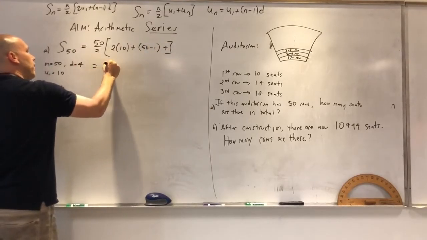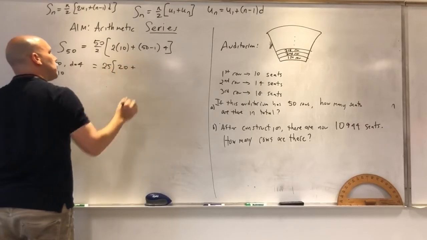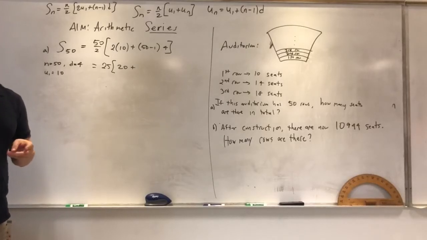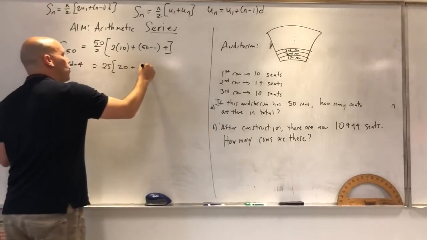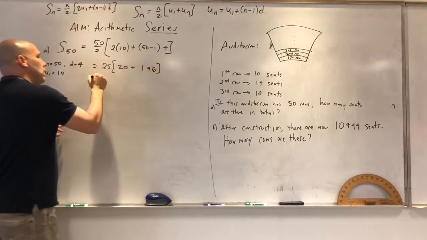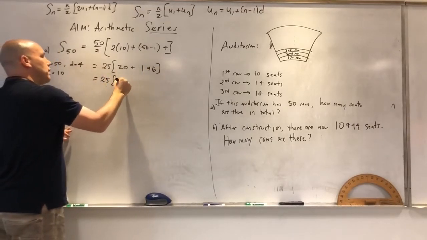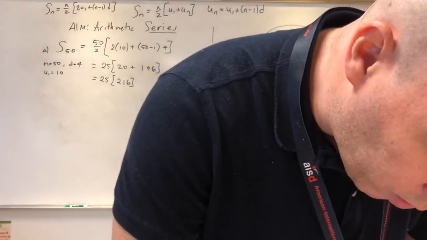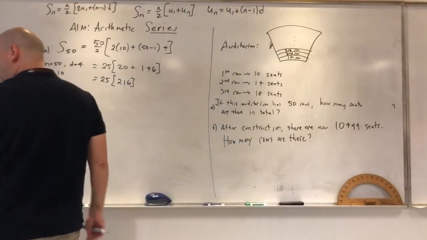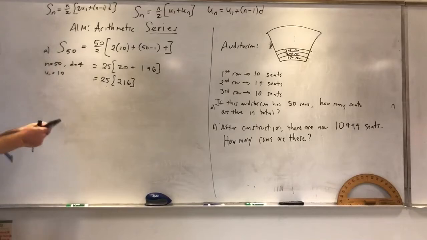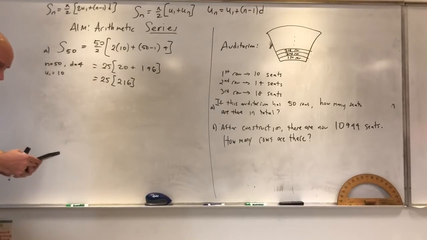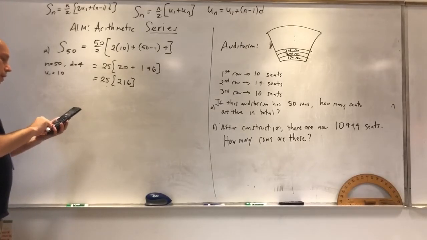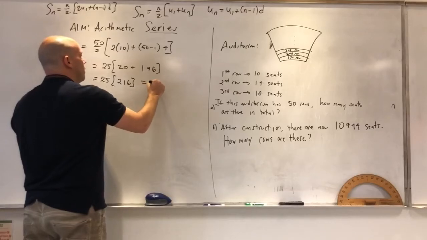So let's see, I have 25 times 20 plus, what is 49 times 4? Well, what's 50 times 4? That's 200. Take away one of the 4s, we're left with 196. 25 times 216, and I'm going to need my calculator for that, obviously. And I can't find my calculator. Up here it is. Here's my TI-Nspire, turn it on. Let's see, 25 times 216 is equal to 5,400 seats.